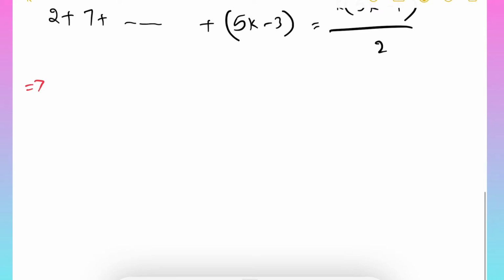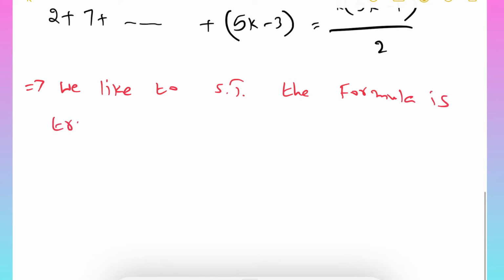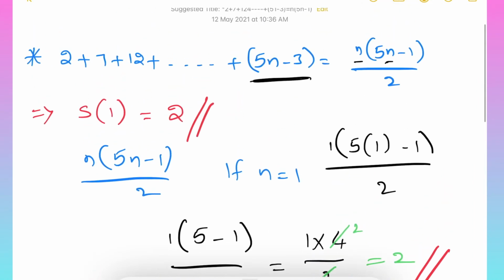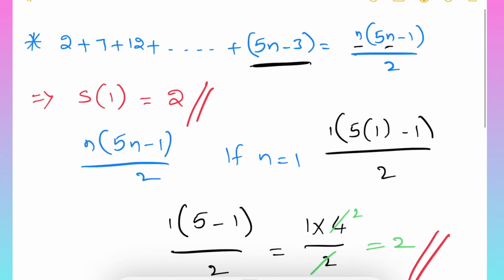Third step, we would like to show that the formula or statement is true for n equals k plus 1. That is, in the given formula, wherever we have n, in the place of n we need to substitute k plus 1. Let us check the formula: n into 5n minus 1 divided by 2.